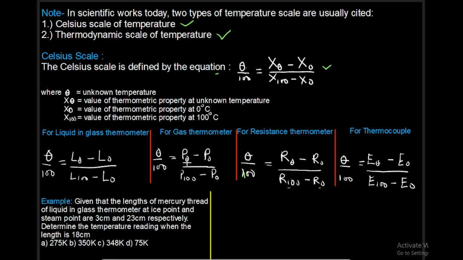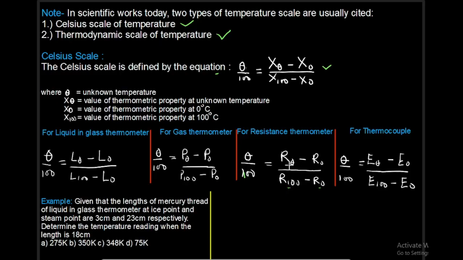So P theta will be pressure at unknown temperature. Theta is still unknown temperature. P naught will be pressure at 0 degrees Celsius. P 100 will be pressure at 100 degrees Celsius. For resistance thermometer, the same thing. Theta over 100. In this case, our electrical resistance is now the thermometric property. So we are going to have R theta minus R naught all over R 100 minus R naught.